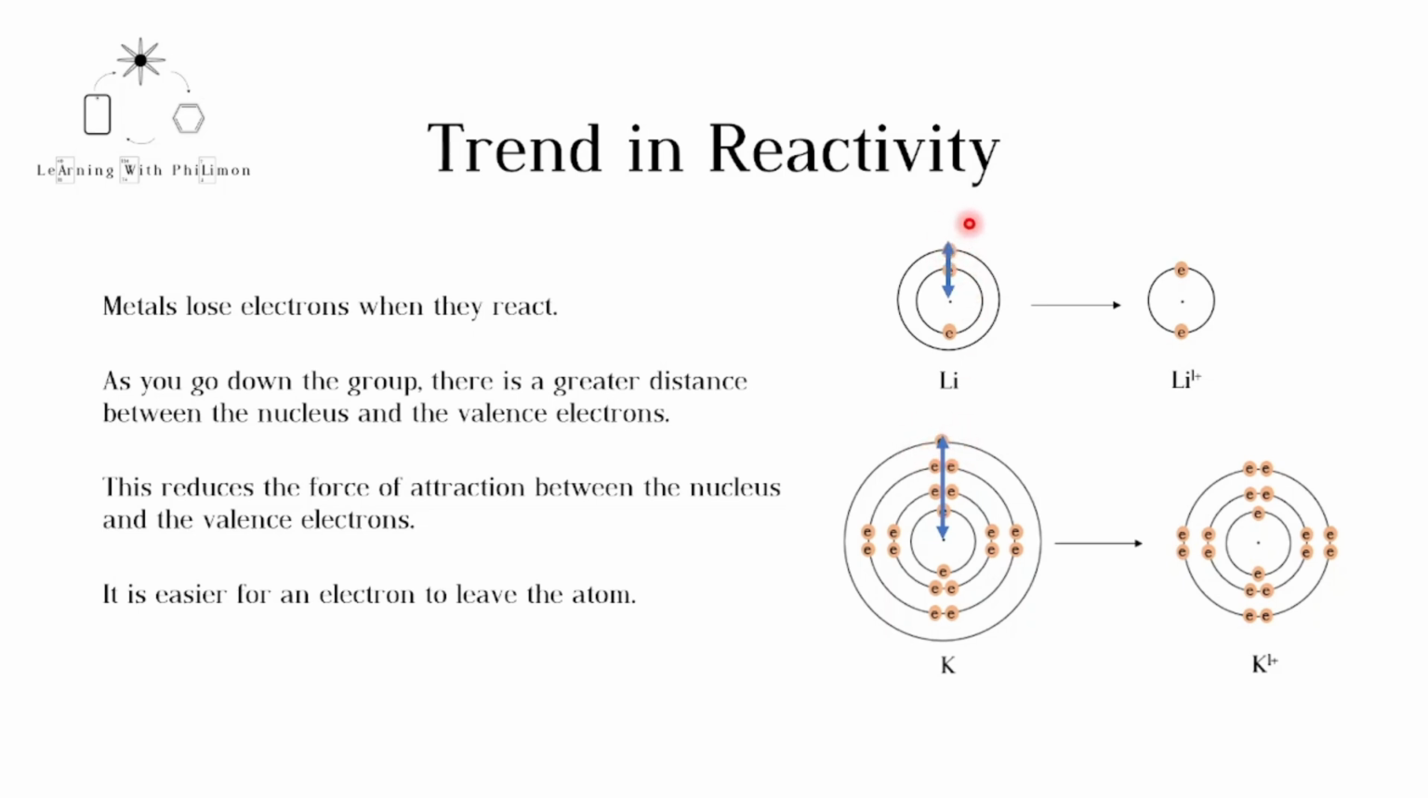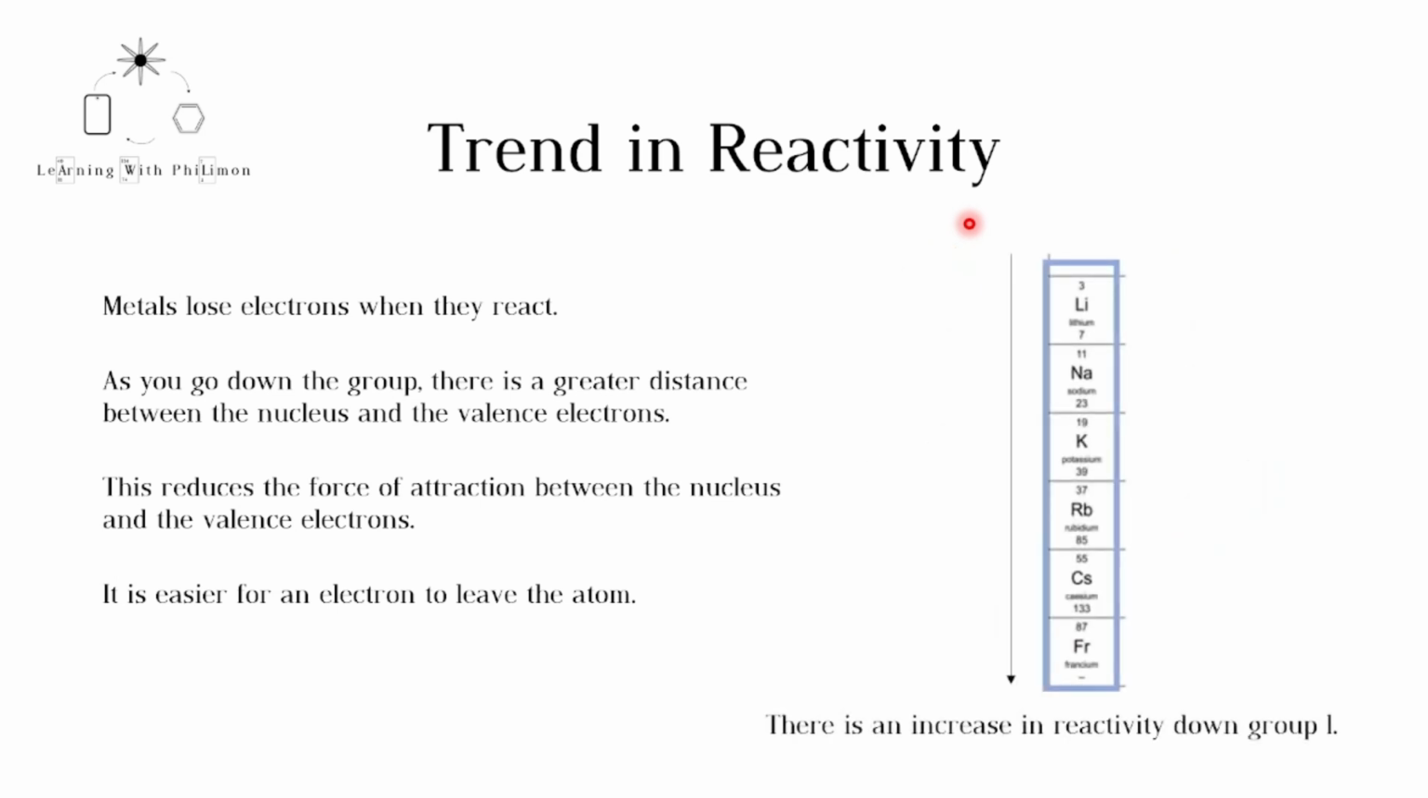There is an increase in reactivity down the group. This means that francium, Fr, is the most reactive alkali metal, and lithium, Li, is the least reactive alkali metal.